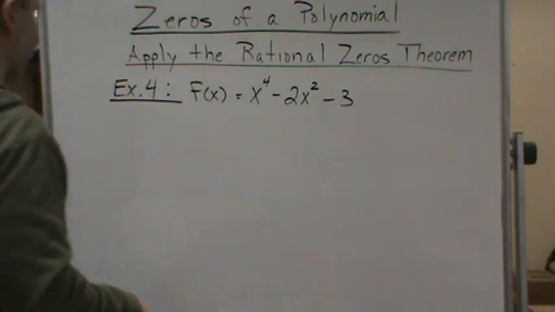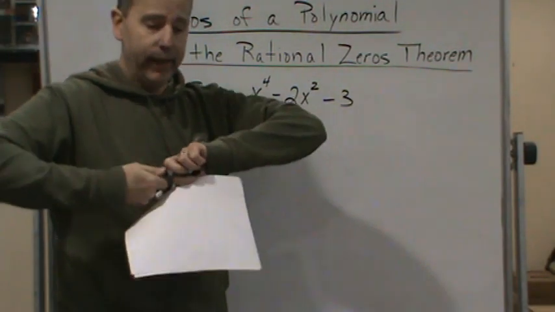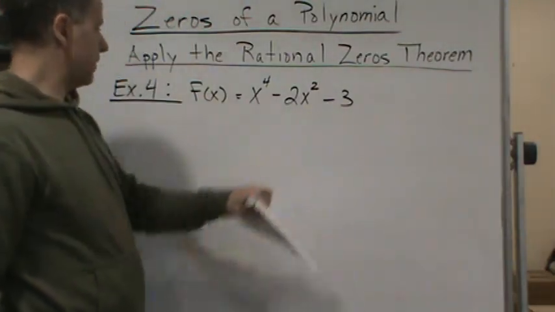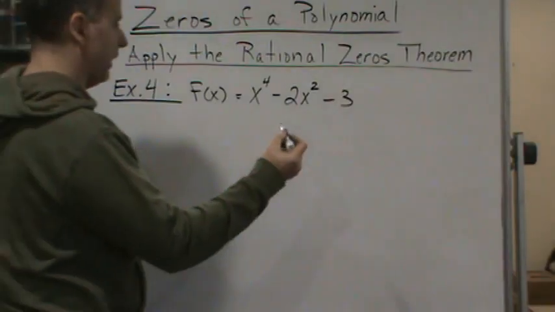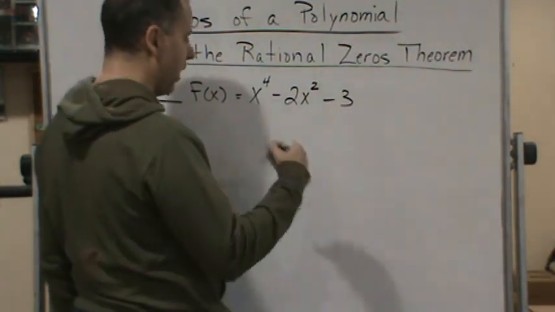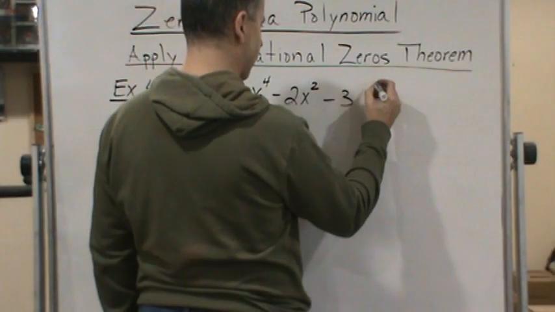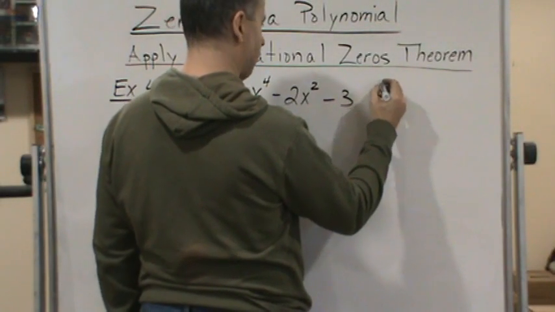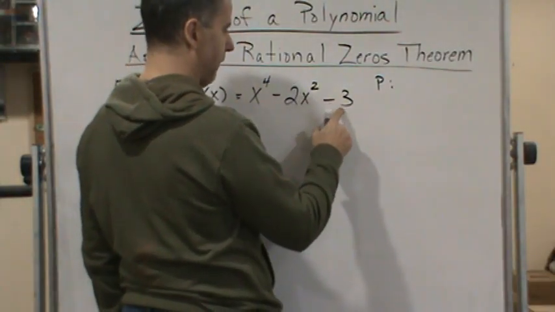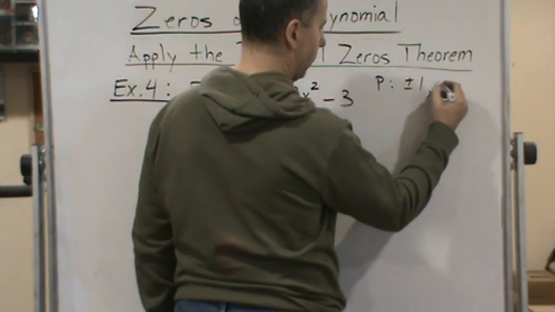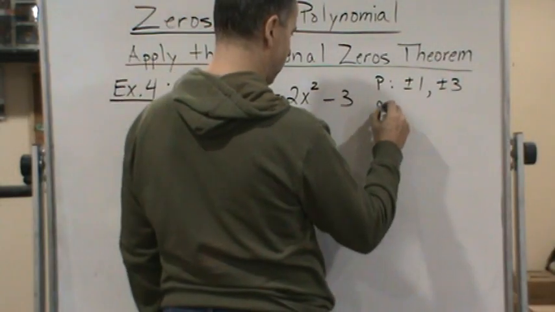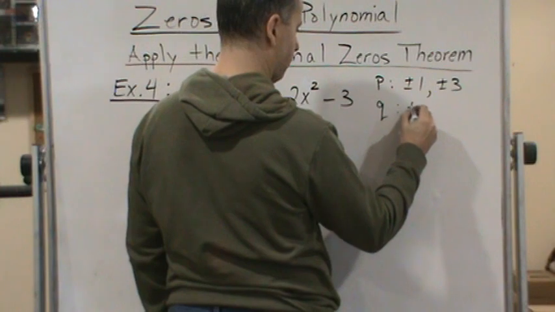All right, let's do another example. So here, we've got this polynomial. So let's use the possible rational zeros theorem. And so let's say we've got p. The p's are going to be the factors of 3, so plus or minus 1, plus or minus 3. And then we've got q, which is plus or minus 1.